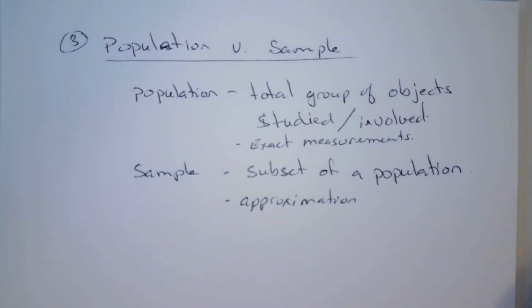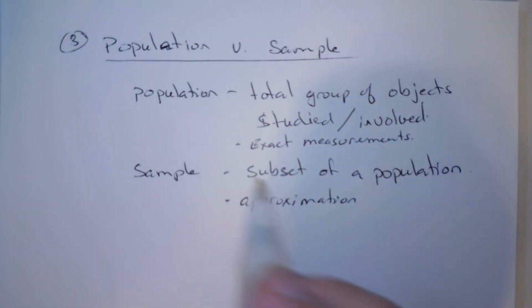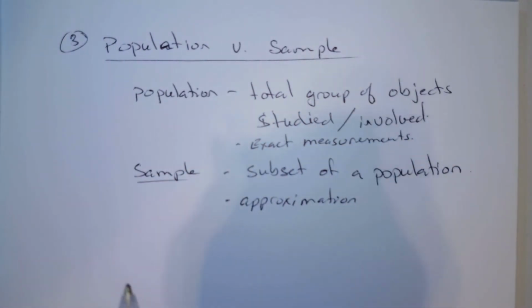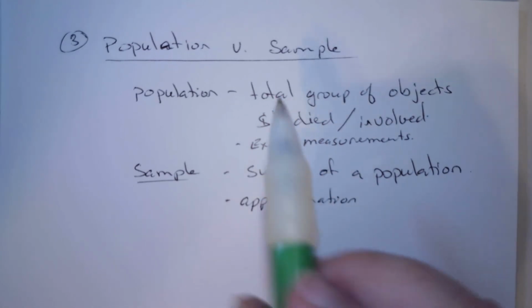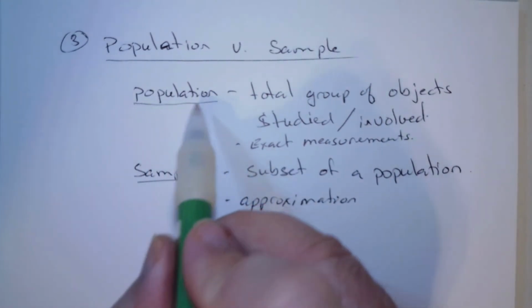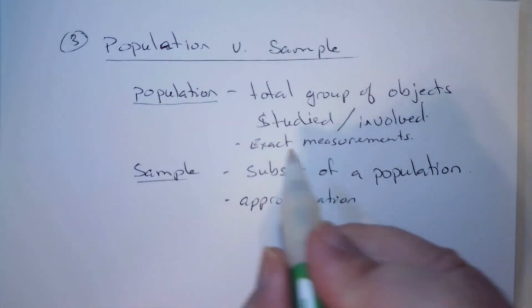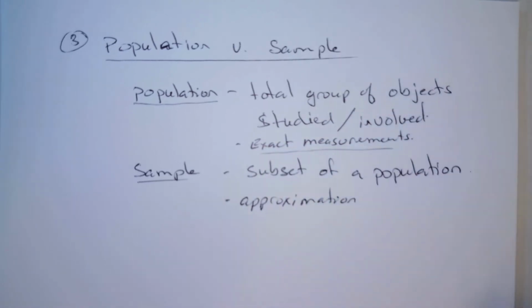If you think about it, in each political campaign year, election year, what they do is they have samples. They go around and ask maybe 100 people in each town, what do you think, who do you think is going to win? That's an approximation. At the end of the election, how many people voted, that's the population. That's the exact measurement that's being discussed.